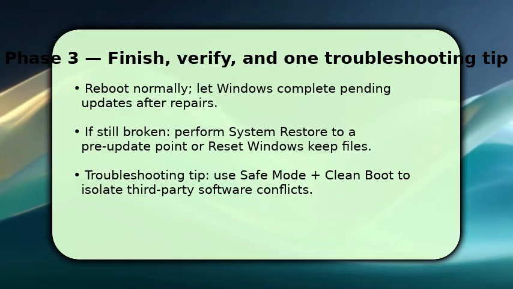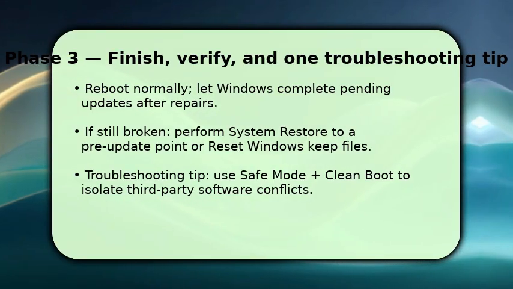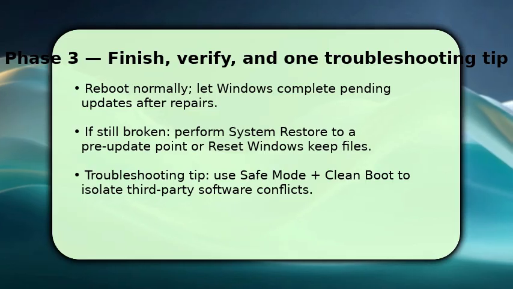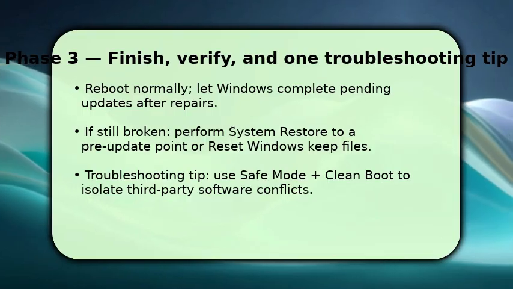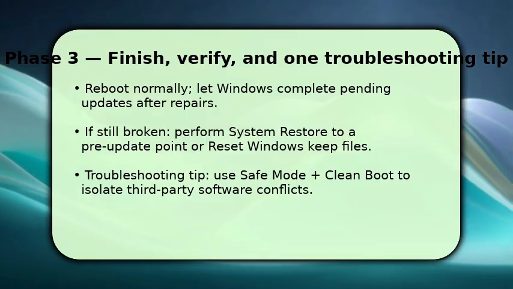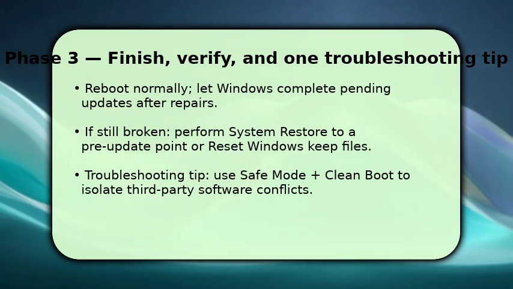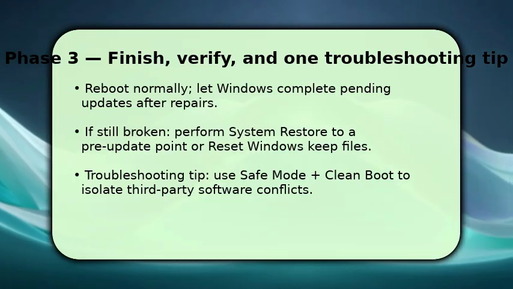If the blank screen remains, use System Restore to roll back to a known good point, or choose Reset Windows while keeping files as a final, controlled recovery. Make sure to try a safe mode plus clean boot to isolate third-party software. This single troubleshooting tip often reveals whether an app or service caused the update display failure and avoids unnecessary reinstalls.